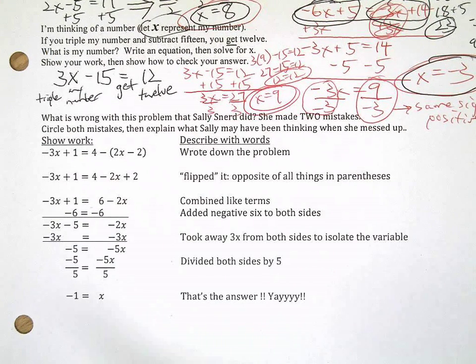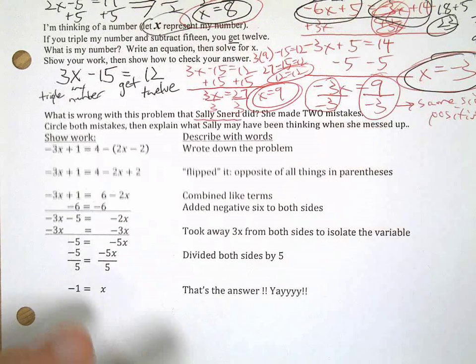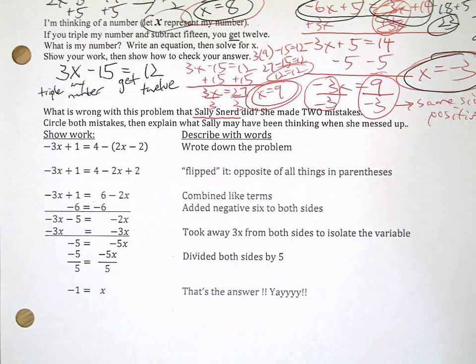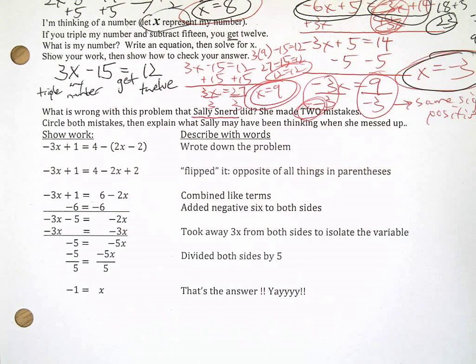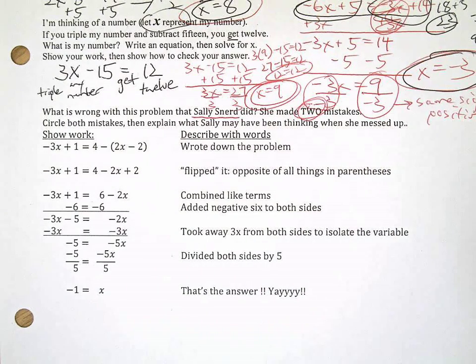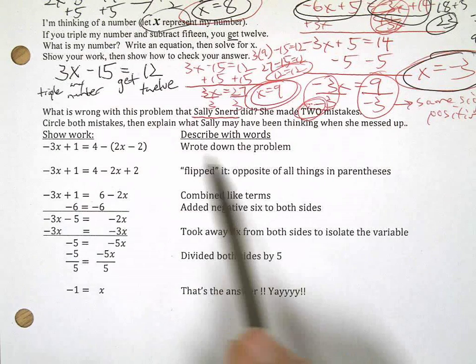Check this out. What is wrong with this problem? Sally Snurd, what is going on? Didn't you sleep good last night? What's going on? She made 2 mistakes. You're going to circle both mistakes, then explain what she might have been thinking. Notice it does not say you have to fix it. You don't need to fix anything. Just find the mistakes. Okay?